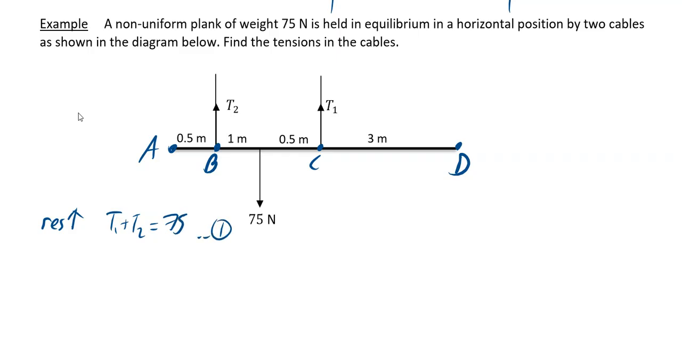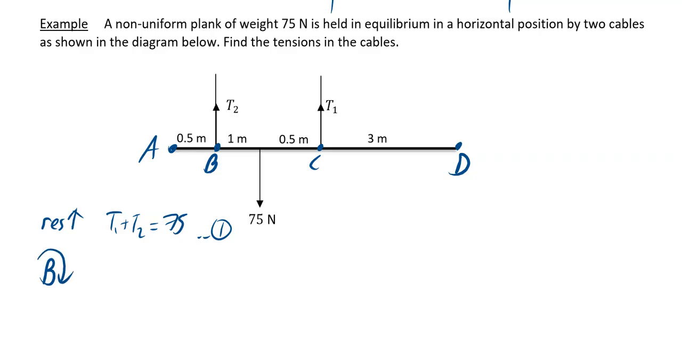Then if we take moments, you can take moments about A, B, C, or D, and it doesn't really matter which one you use. You'll get to the answer. But if you take moments about A or D in this example, you'll get an equation with two unknowns. So it's easier if you take moments about either B or C, because that eliminates one of the unknowns straight away. So I have just picked B here to make life easier.